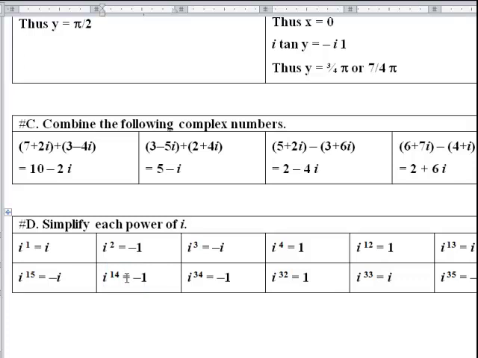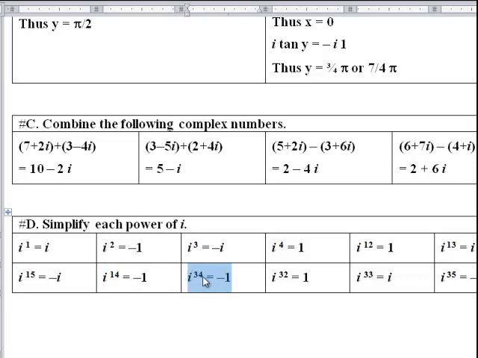Again, the reason why I subtract a multiple of 4, in this case 12, is that I know that every 4 powers, i to the 4th, to the 8th, to the 12th, to the 16th, to the 20th, to the 24th, I come up with 1, and therefore I just need to count up from that 12 and see what happens with i squared in this case.